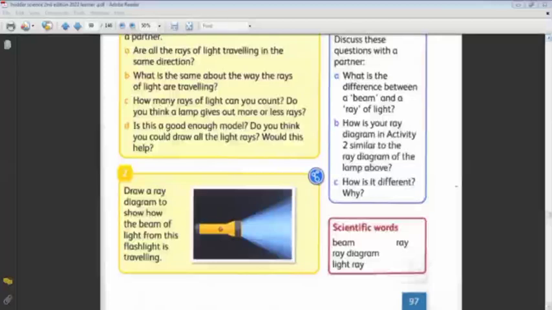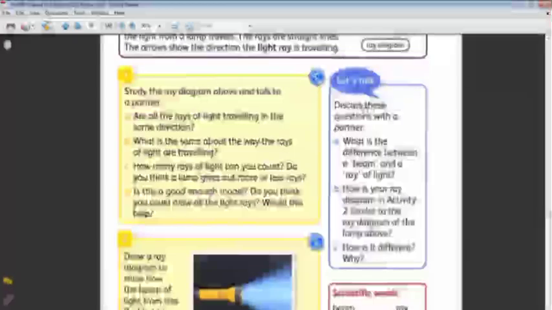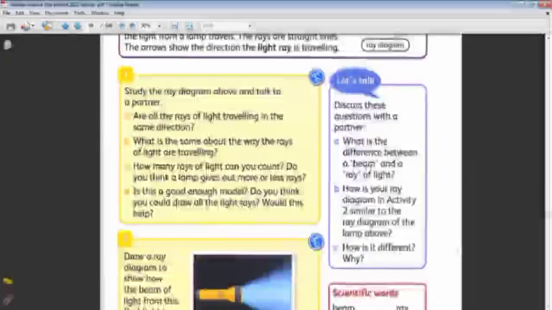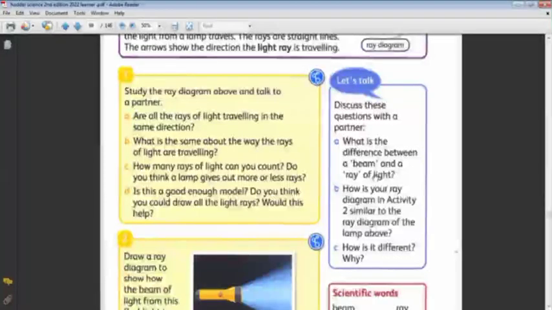Then in the next activity, discuss these questions with a partner. What is the difference between a beam and a ray of light? He wants to know the difference between the word beam and the word ray.